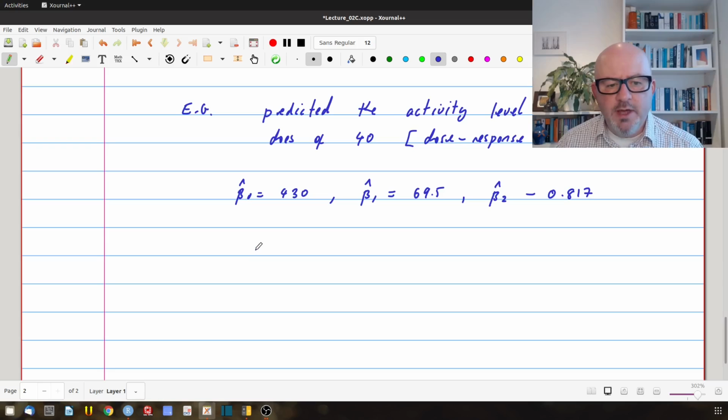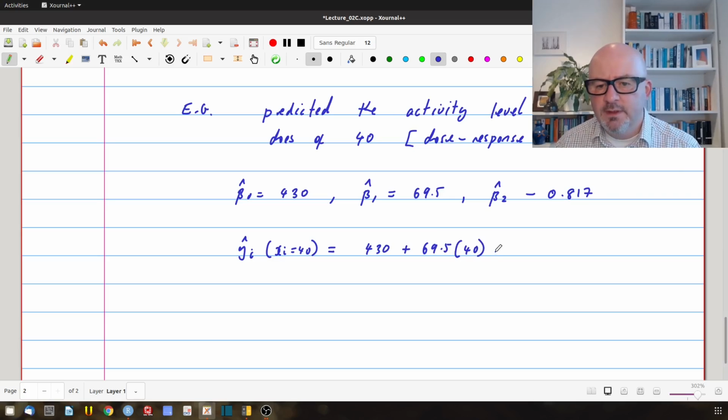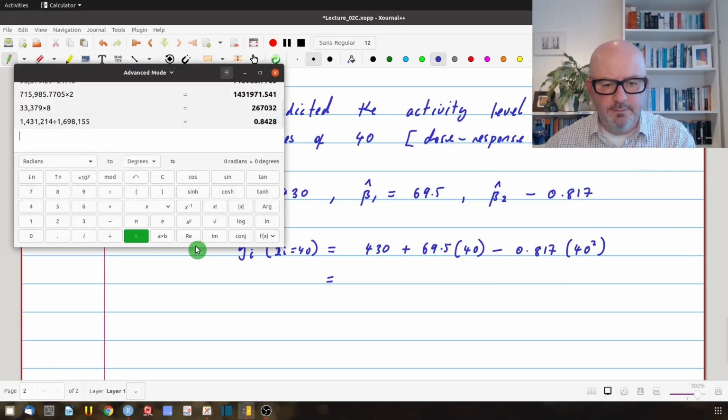So we have a linear equation then, and I go, okay, well, we'll go y hat i, and I'll specify that x i is equal to 40. So in this particular case it is equal to beta hat naught, so it's 430 plus 69.5 times 40 minus 0.817, and that's multiplied by 40 squared.